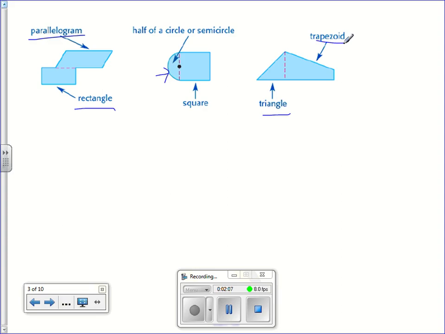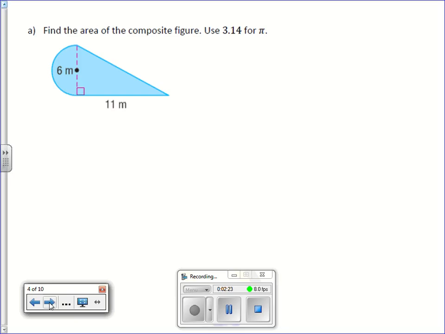These are composite figures. It's one figure, but you can decompose it into several different, smaller shapes. And then what we do is we find the area of these smaller shapes. We already know the formulas for those, and then we add them together.